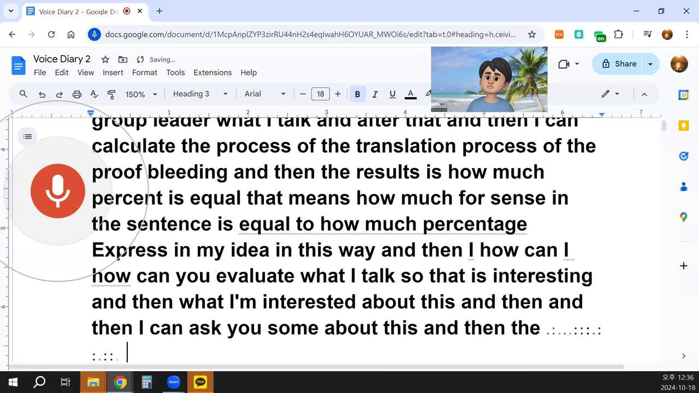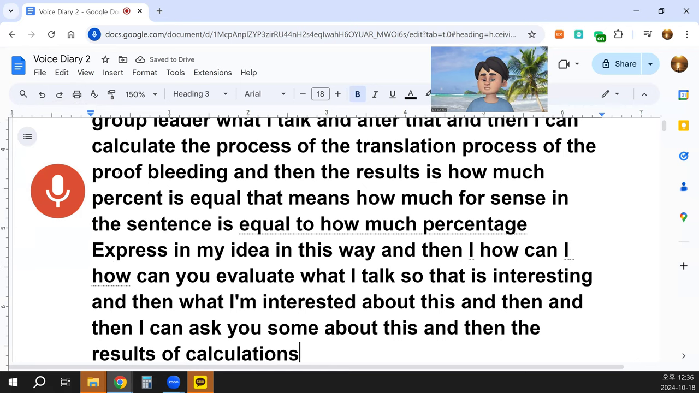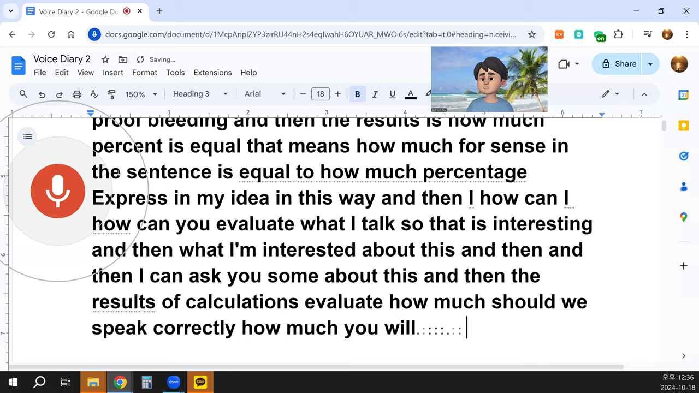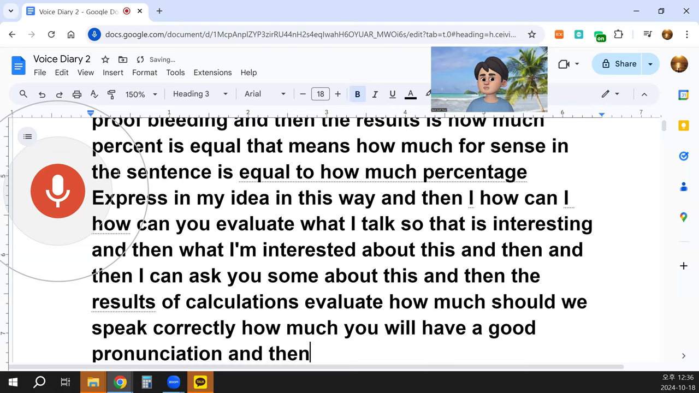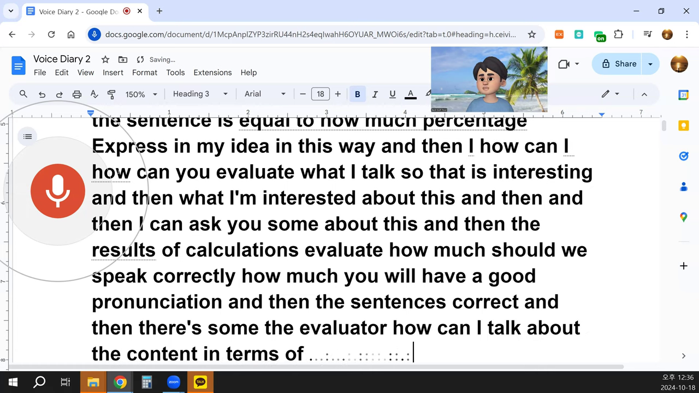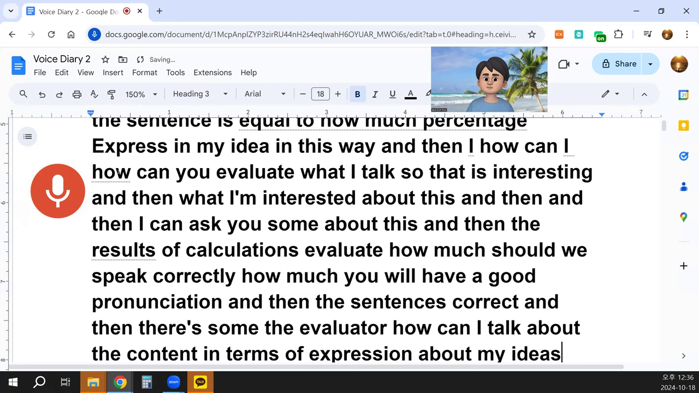If it works, that is why we're using AI. We can also evaluate how much we speak correctly, whether we have good pronunciation, and whether the sentences are grammatically correct. It can also evaluate the sentences I'm saying and how I express my ideas about the contents. So let's check and I'll try it. I'm quite interested in this topic today.